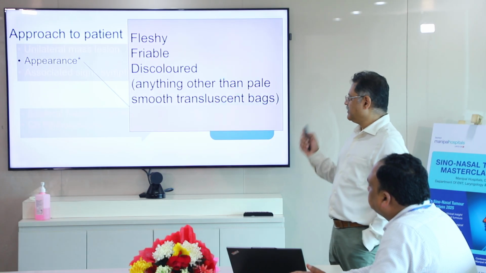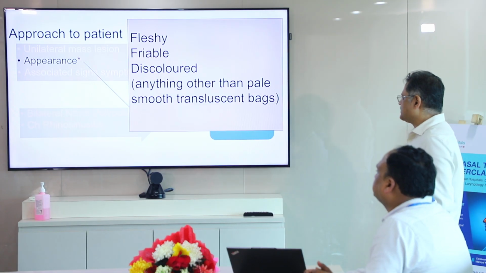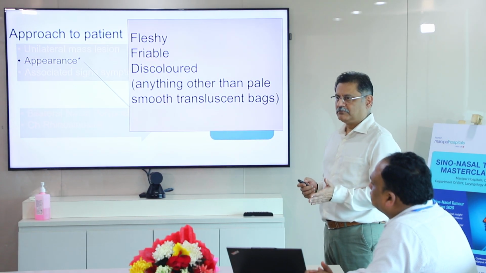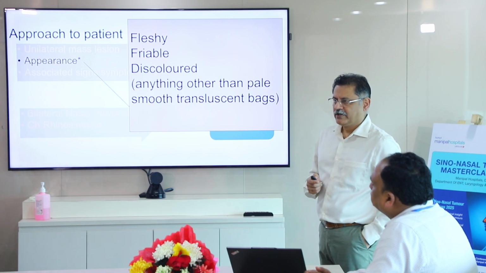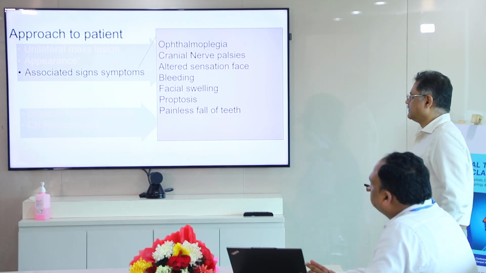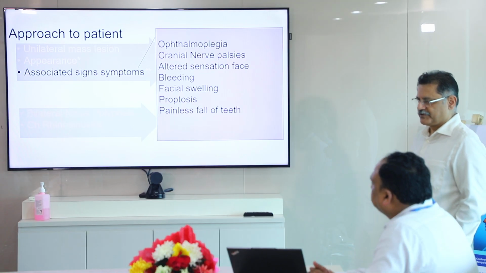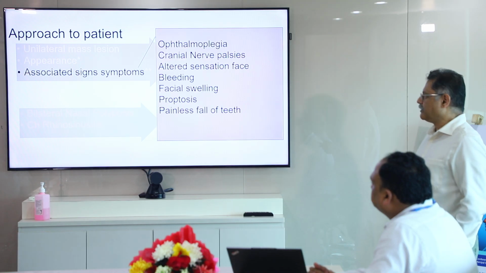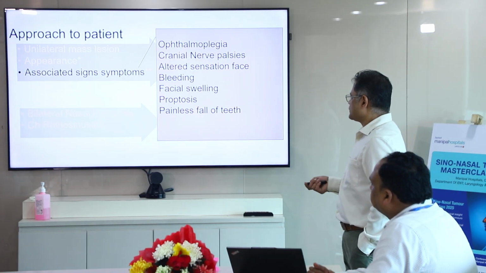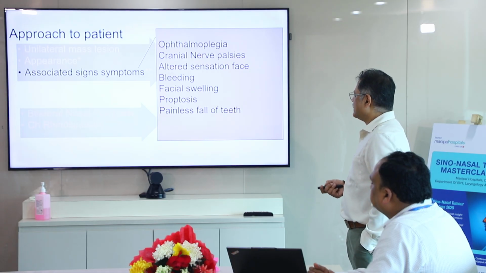So we talked about the appearance. So all the F's, anything fleshy, friable or freaky, which is basically anything other than what looks like a classical polyp, your suspicion gets aroused. And associated symptoms like involvement of the eye with either proptosis or even restricted mobility, other cranial nerve palsies, or altered sensation on the face, which is also a cranial nerve palsy, facial swelling or painless falling of teeth. Again, these are the red flag signs that I was talking about.